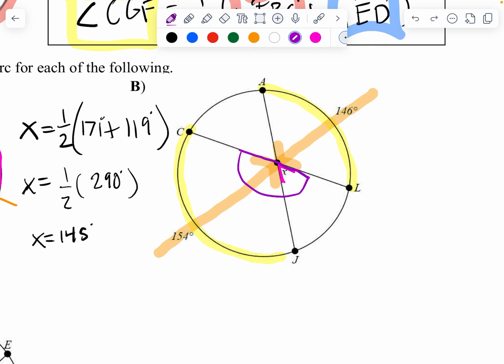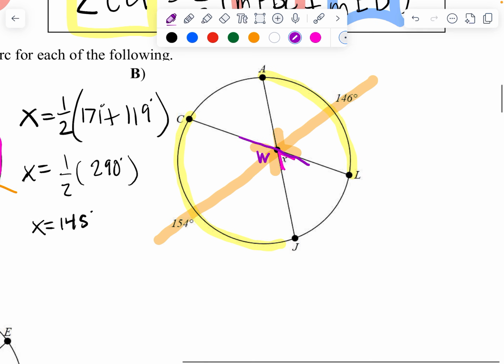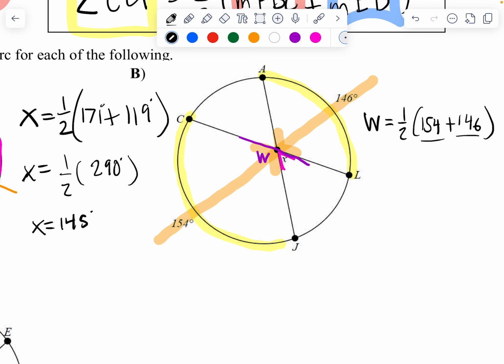All right, so let's actually find it. So we know that X isn't the one in line, so I'm going to call that W for now, because why not? So I'm going to say, okay, angle in line, so W equals 1/2 the major, that is 154, it's larger, plus 146, the minor. And keep in mind, the order actually doesn't matter here, simply because it's addition, right?